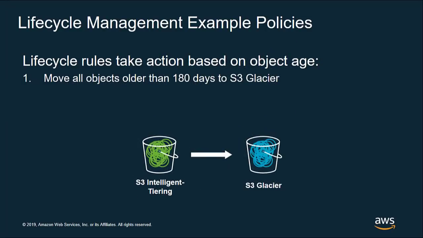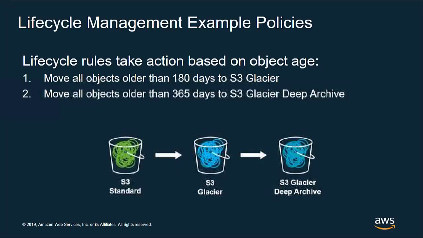In this example, the customer started in Intelligent Tiering storage class, and after 180 days wants to move the data to S3 Glacier. And then you can add on an additional policy with the launch of Glacier Deep Archive that now you can move from standard to S3 Glacier after 180 days, and then after that first year of the data being in S3, you can move it to S3 Glacier Deep Archive and really save a lot on storage.